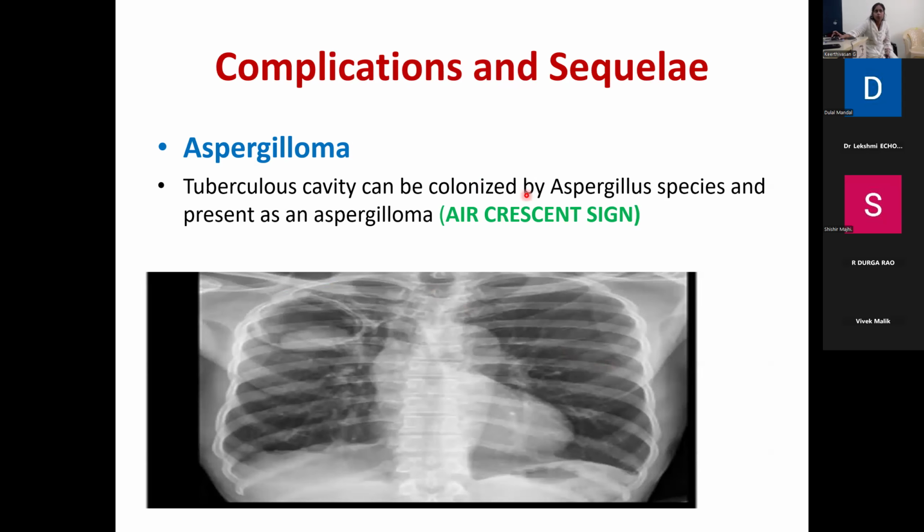Then we'll move towards the complications and sequelae. So the first thing is aspergilloma. This is the cavity, most probably tuberculous, in the upper zones of the lung. What do you see inside this cavity? There is another opacity sitting inside the cavity. This is a pure air crescent sign, and it is seen in aspergilloma because the cavity has been colonized by aspergillus species. Okay, and this can give rise to hemoptysis, sometimes severe or life-threatening hemoptysis also.